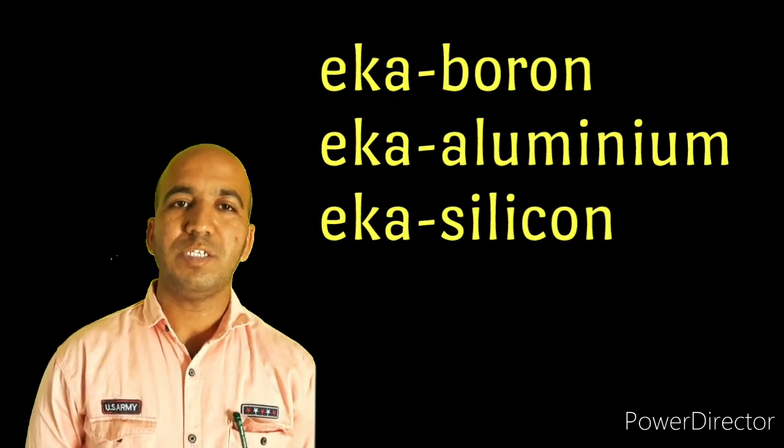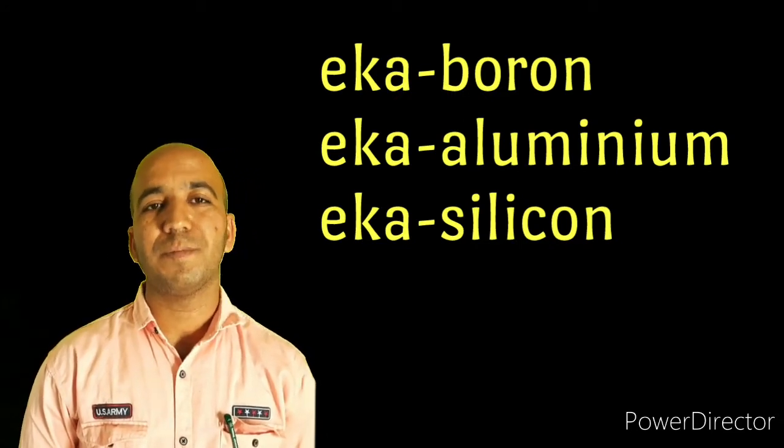Mendeleev left a few places for the newly discovered elements. That means at the time of his classification, a few elements were not discovered. So that's why he predicted a few elements which were unknown at that time. And he also predicted the chemical properties of those new elements. Like that, he predicted 3 elements which were not known at that time. He named those 3 elements Eka-boron, Eka-aluminium and Eka-silicon. Here Eka, this word was taken from Sanskrit.